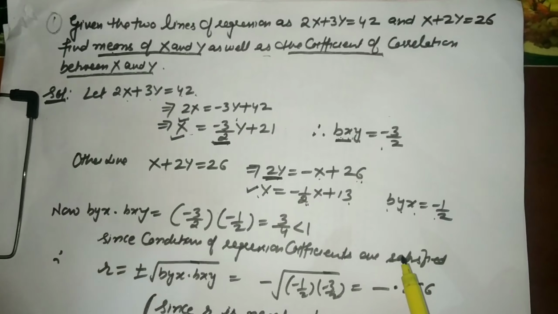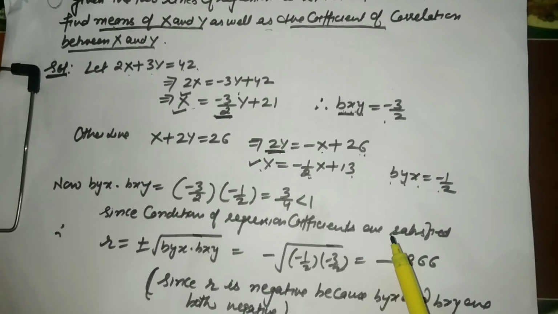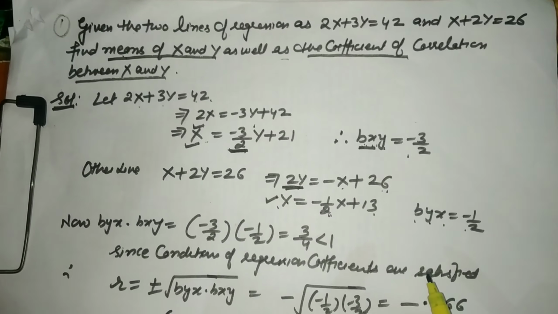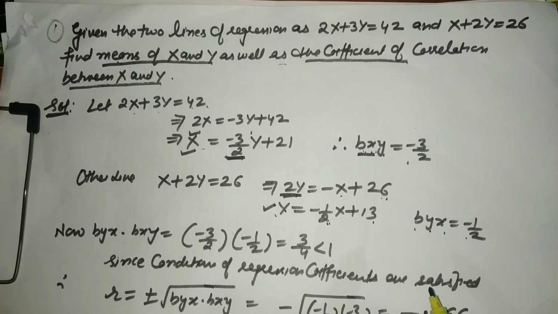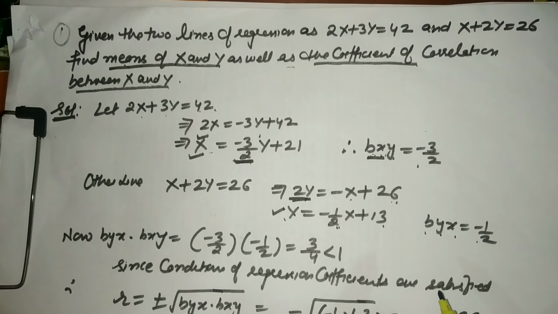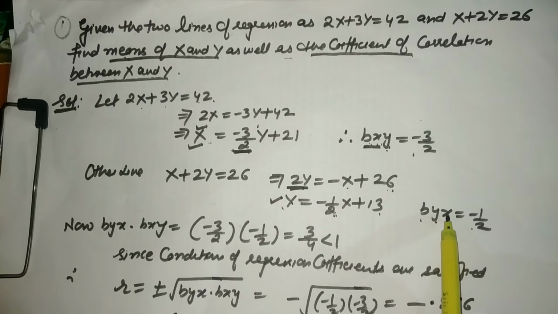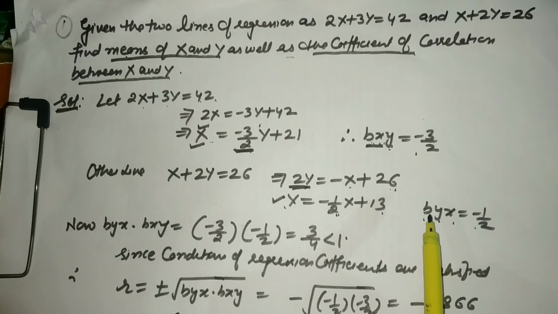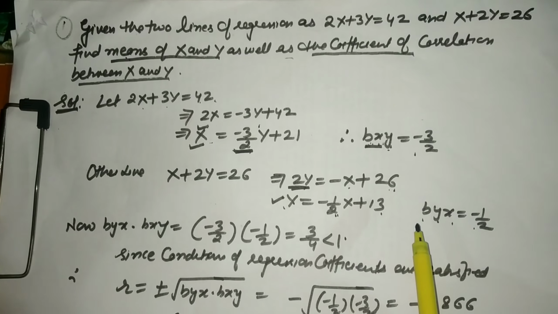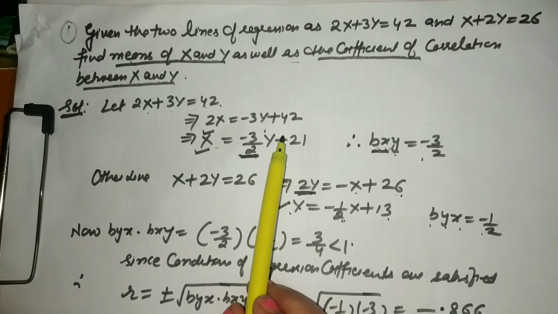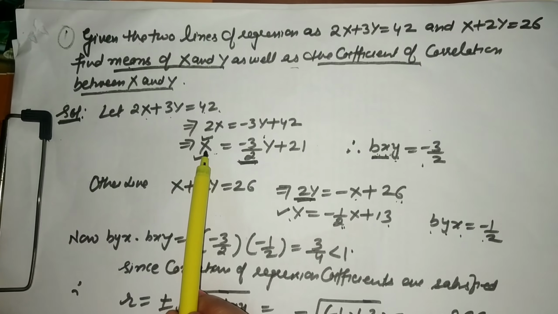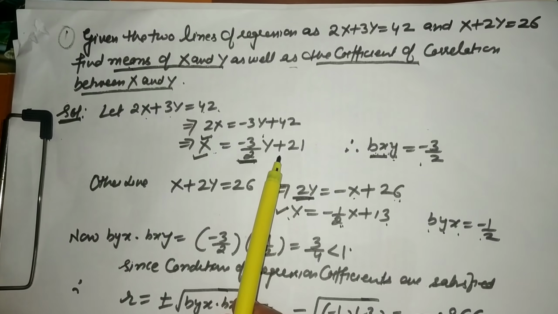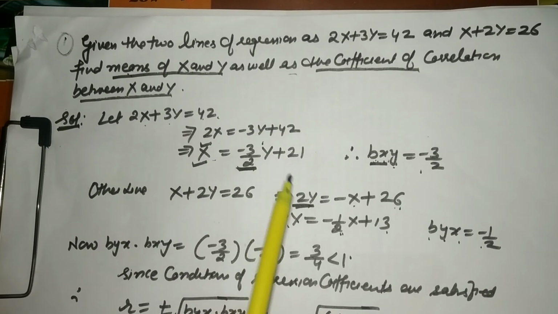Before doing all the calculation, we first have to check whether bxy and byx are the right values or not. That means we check their product. If the product is less than 1, that means we are getting right values. Otherwise, we again make changes in the equation. Like we took x in form of y in the first equation, then we will do y in form of x.